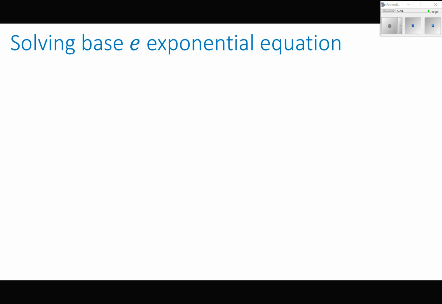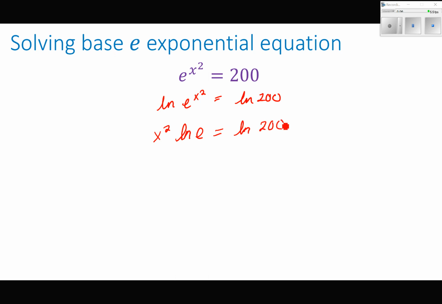Solving base e exponential equations. So if I had e raised to the x squared equaling 200, same thing, let's take the natural log of each side. Because I've taken the natural log, now if I bring this exponent out front, x squared natural log of e equals natural log of 200.